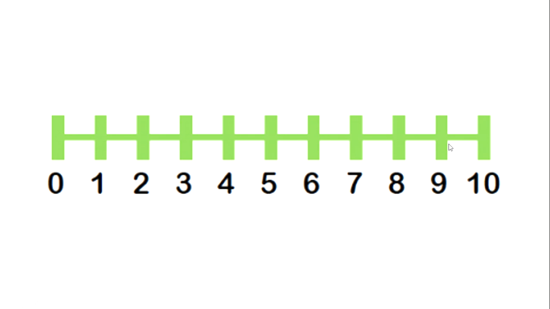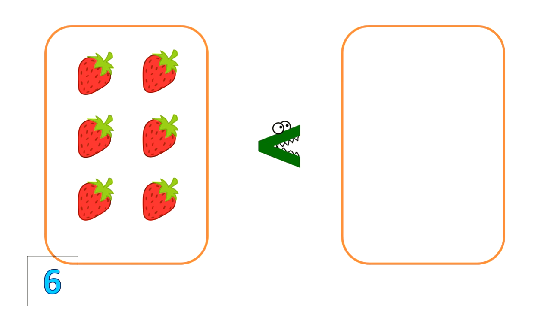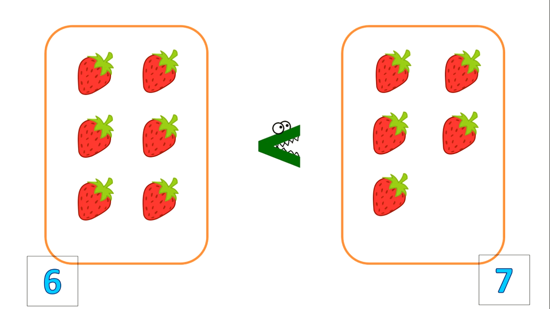Now let's look at our number line. Let's find the number 6 on the line. Nice job. Now we have to look for the number that's 1 more than 6. So we'll be looking to the right of the number 6. 1 place in front of 6 is the number 7. Nice work. So we will have to draw 7 strawberries in this set because the gator's mouth is open to this one. So let's go. 1, 2, 3, 4, 5, 6, 7. Nice work.